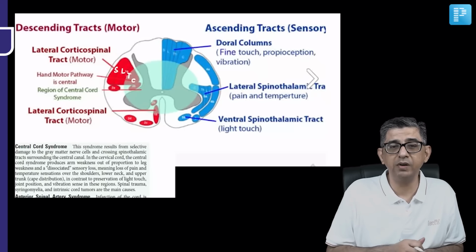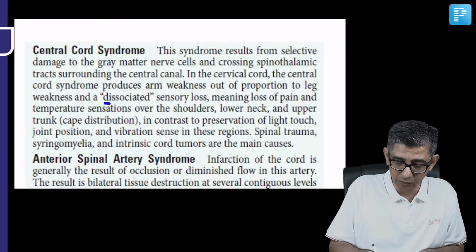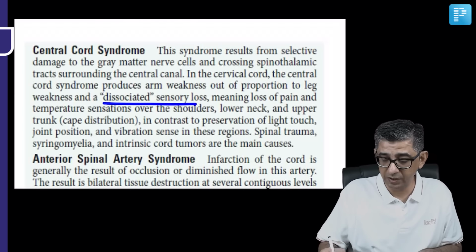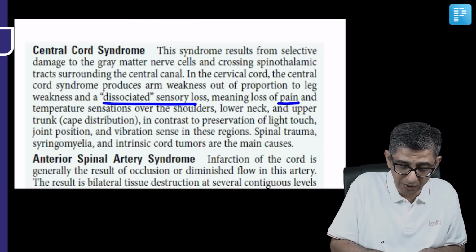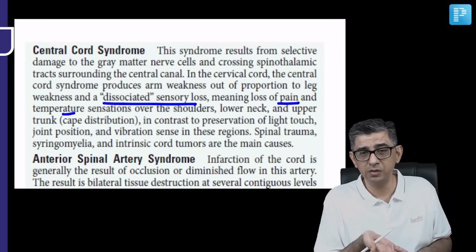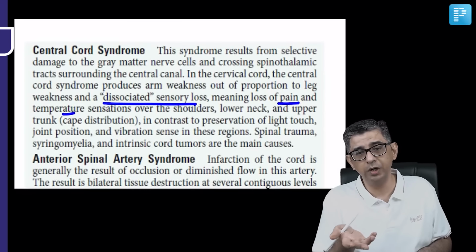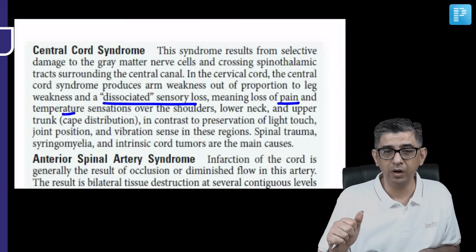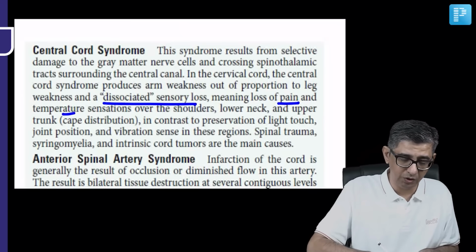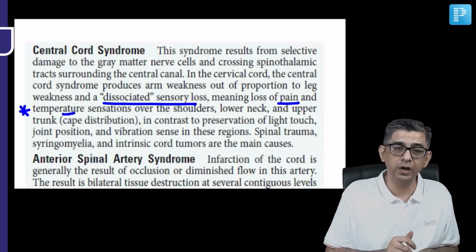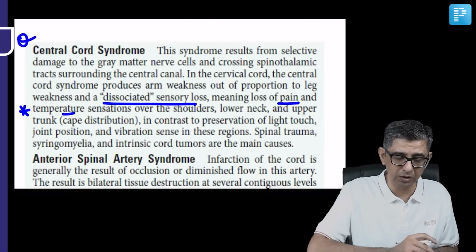In patients who have central cord syndrome, the manifestations would be a dissociated sensory loss. It means there is loss of pain and temperature. When I say dissociated, it means only two sensations are affected, because the lateral spinothalamic pathway carries only two sensations, pain and temperature. So only two would be lost in the patient, over the shoulder, over the neck, and the upper trunk area. So dissociated sensory loss is the term that I want you to remember for not only syringomyelia but even with patients of central cord syndrome.